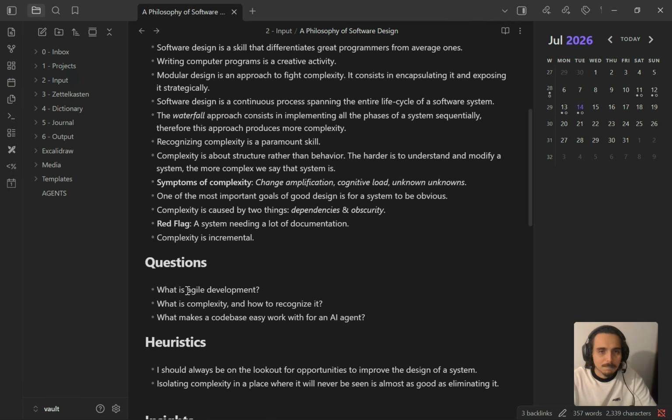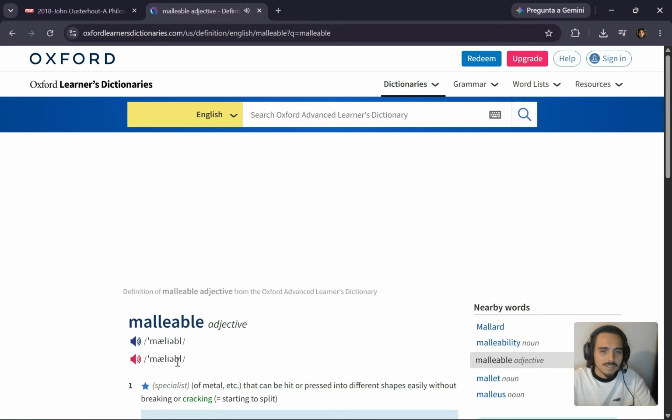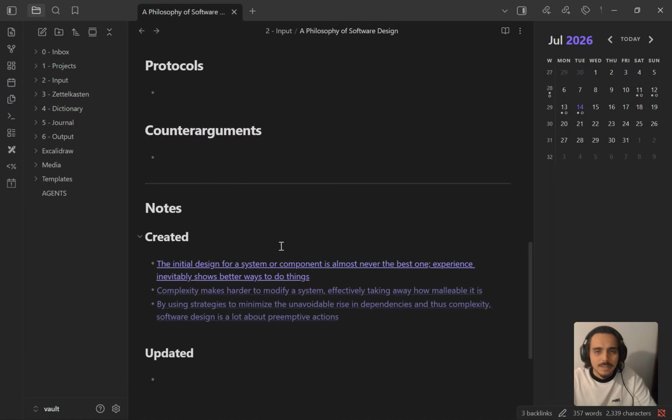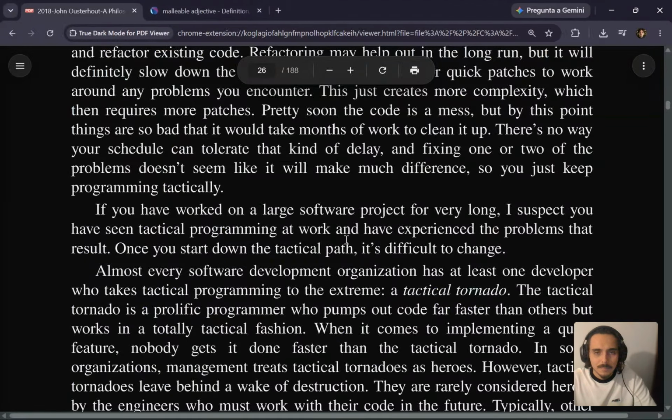Complexity makes it harder to modify a system, effectively taking away how malleable it is.